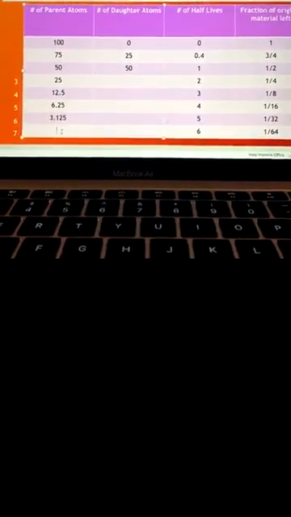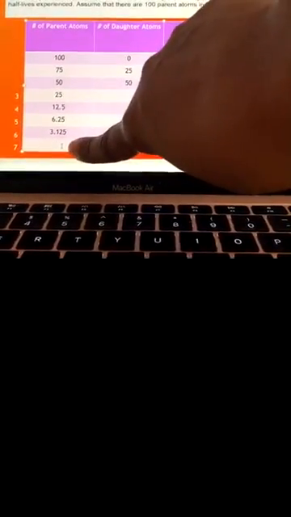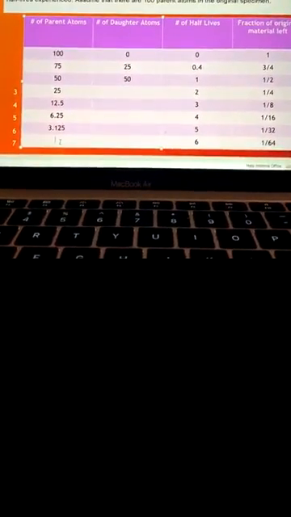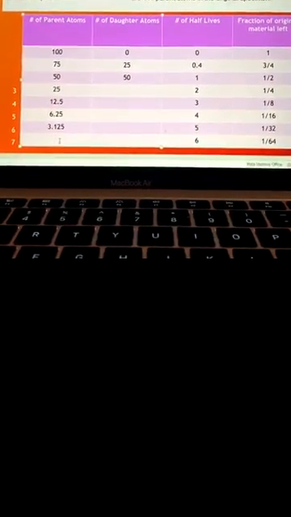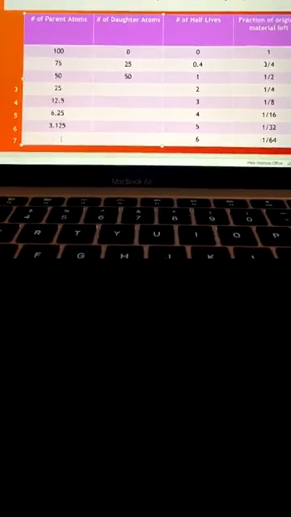So the last number, if we divide 100 by 64, we'll get this answer. Another way to get this answer, we could also just divide 3.125 in half. What is our final answer? What is 100 divided by 64 or half of 3.125?